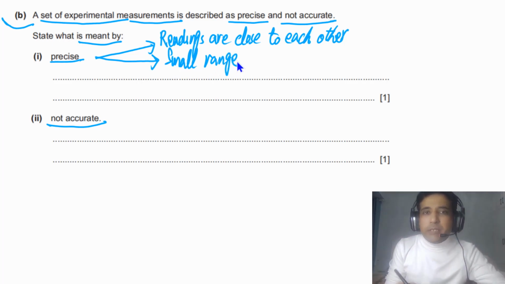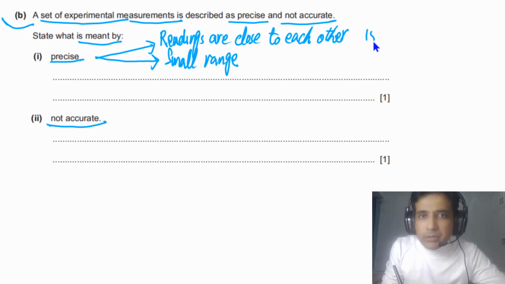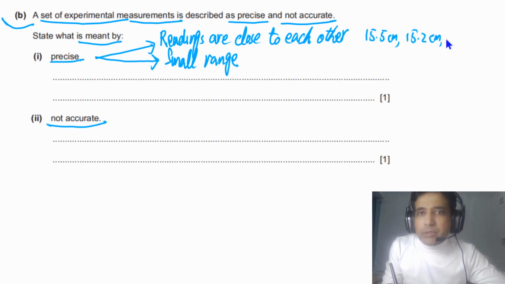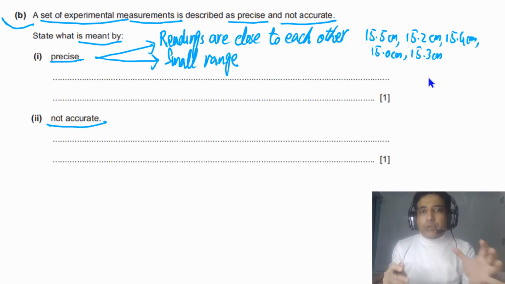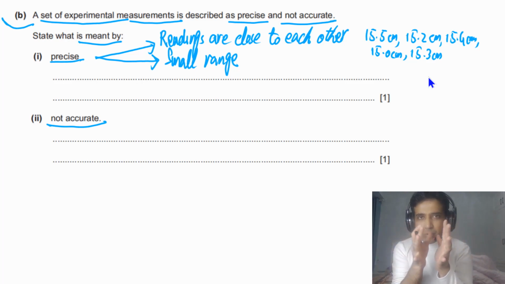You can also understand this with one simple example. Imagine that we have readings of 15.5 centimeters, 15.2 centimeters, 15.4 centimeters, 15.0 centimeters, and 15.3 centimeters. So in this case, these readings are very close to each other.